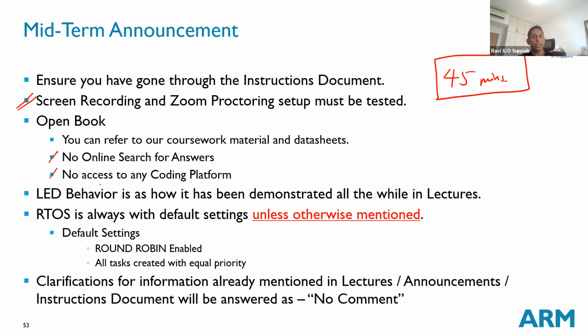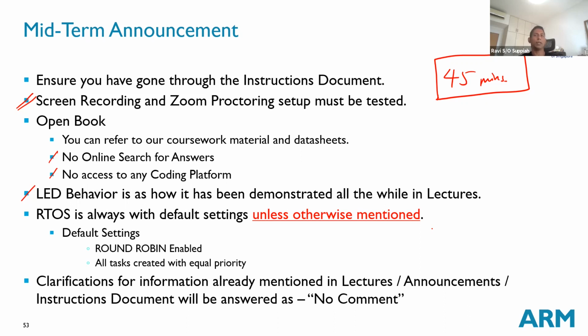Another important thing is LED behavior. Even if you look at past year midterms, there are always questions on what the LED behavior is after this, or when I run this code. The LED behavior is basically how I have been demonstrating in the lectures, because when some of you write your own LED code, that behavior might be different. For one thing, when I say LED red on or red off, it means I only control that LED, but I do not affect the other colors.